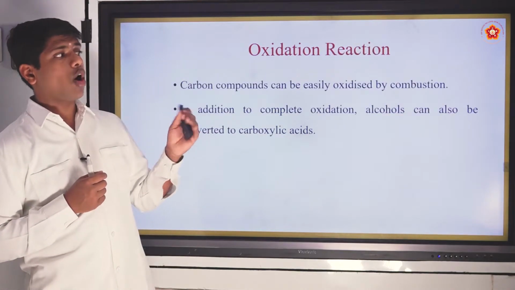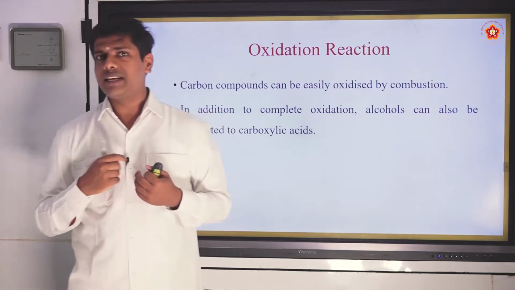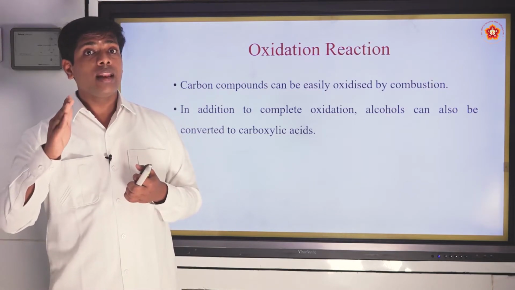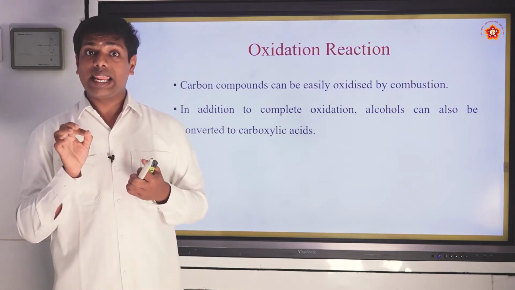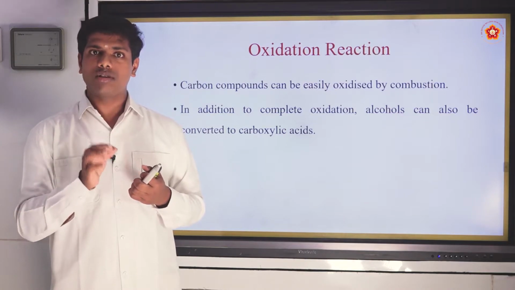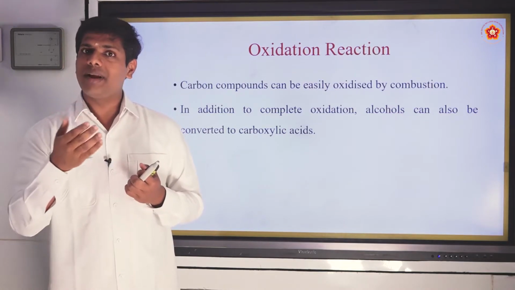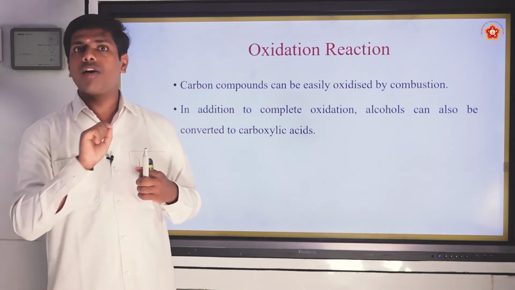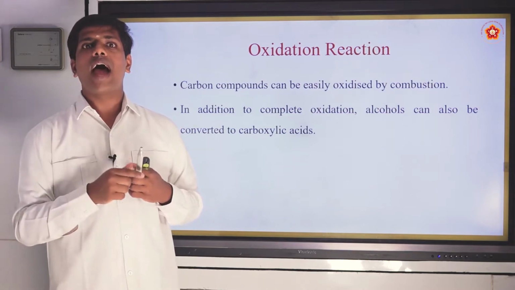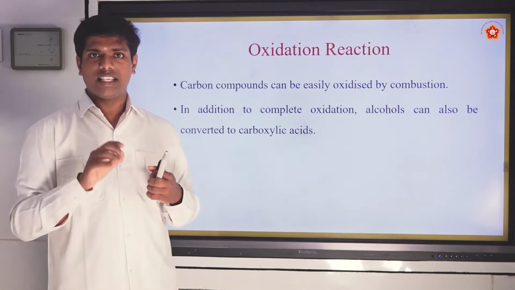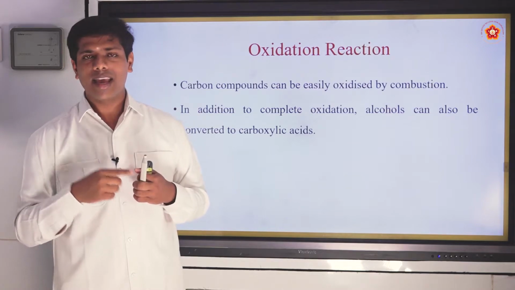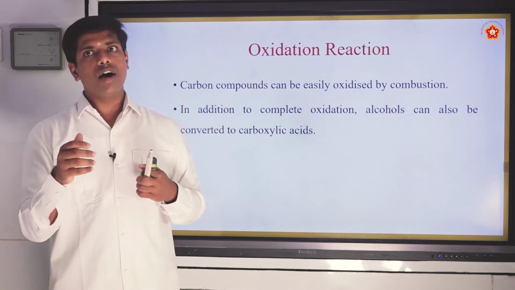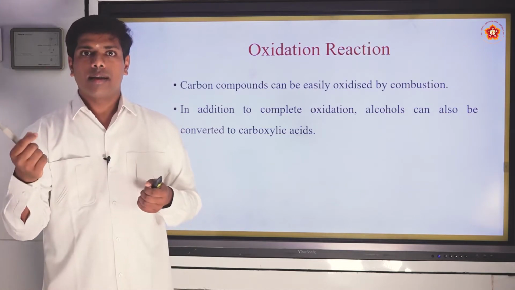Next, what is oxidation? You know what oxidation generally is, children. In the first chapter, chemical reactions and equations, we learnt about oxidation. What is oxidation? Yes, very good. Gain of oxygen or loss of hydrogen is known as oxidation. What is reduction, children? Gain of hydrogen or loss of oxygen is known as reduction.